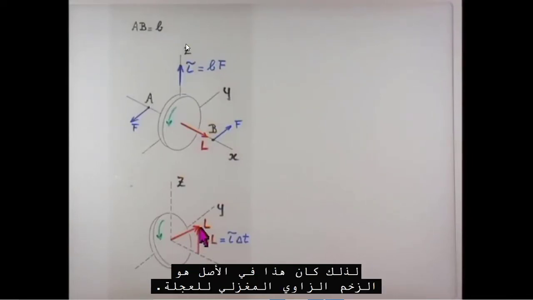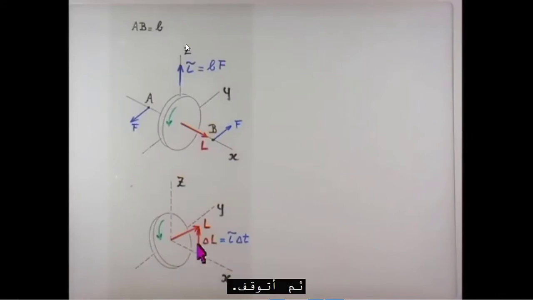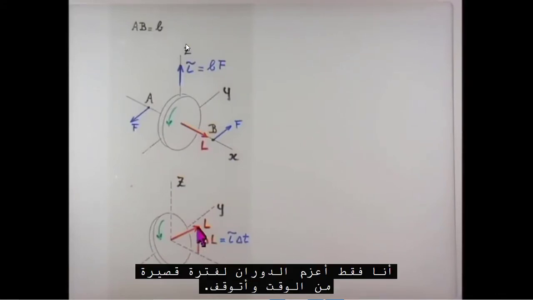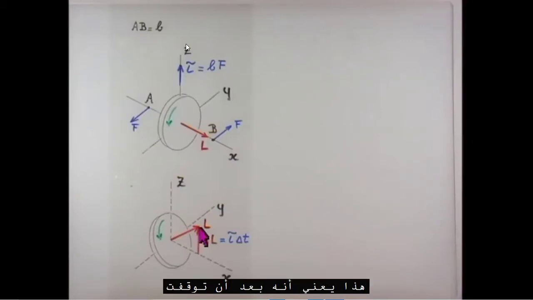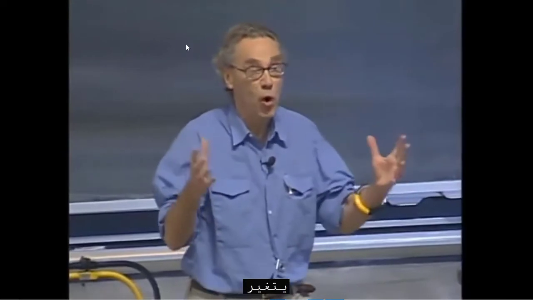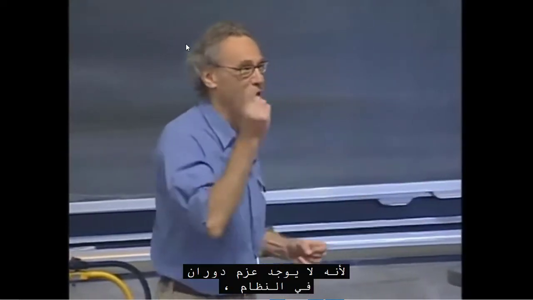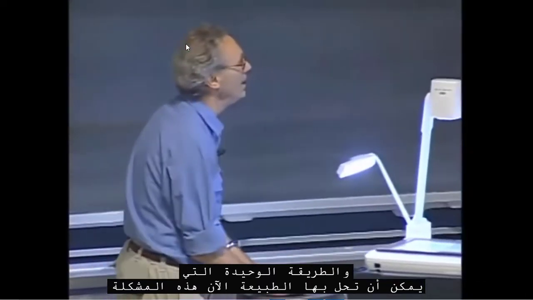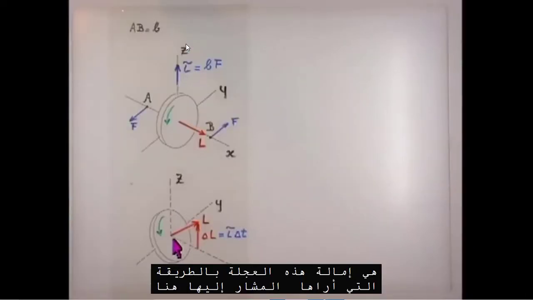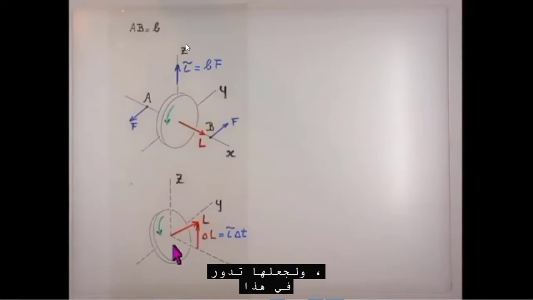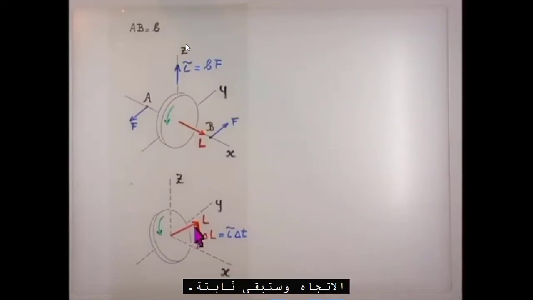I add angular momentum in this direction, and you see that here. So this was originally the spin angular momentum of the wheel. I torque for a time delta t, and so I add angular momentum like this. And then I stop. So I only torque for a short amount of time and I stop. That means after I have stopped, the angular momentum of the system as a whole can no longer change because there's no torque on the system. And the only way that nature now can solve that problem is to tilt this wheel in the way I've indicated here and to make it spin in this direction, and it will stand still.